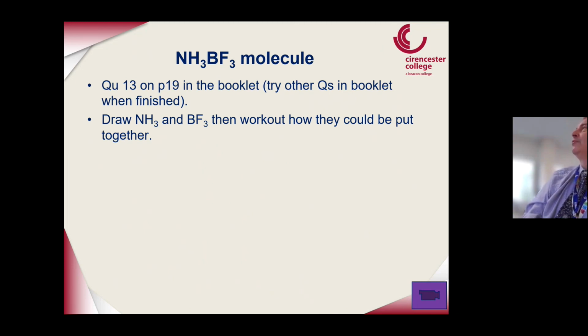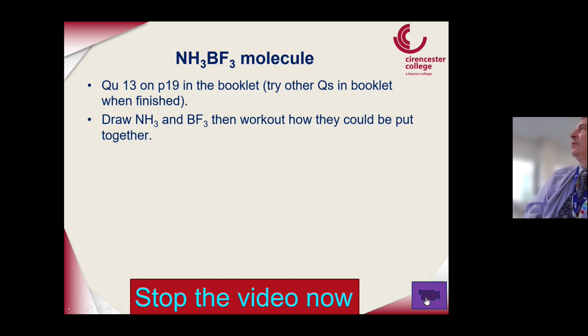ammonia and boron trifluoride together and see how they work together. So now you should stop the video, have a go yourself, and when you've done it, come back.